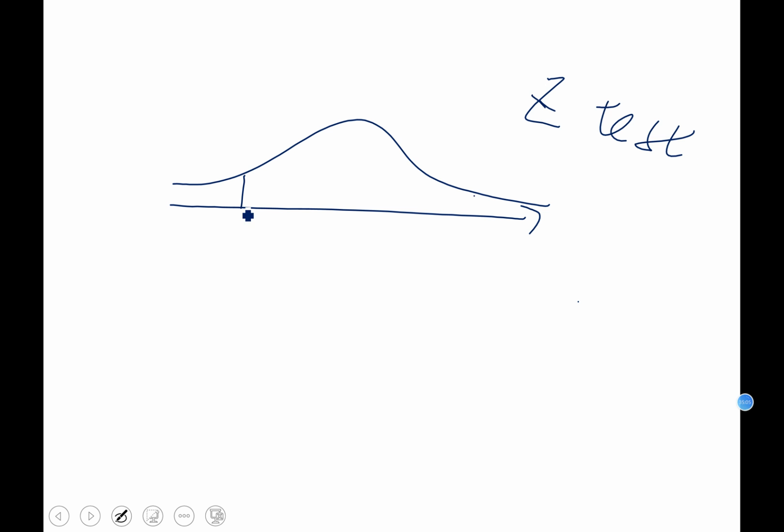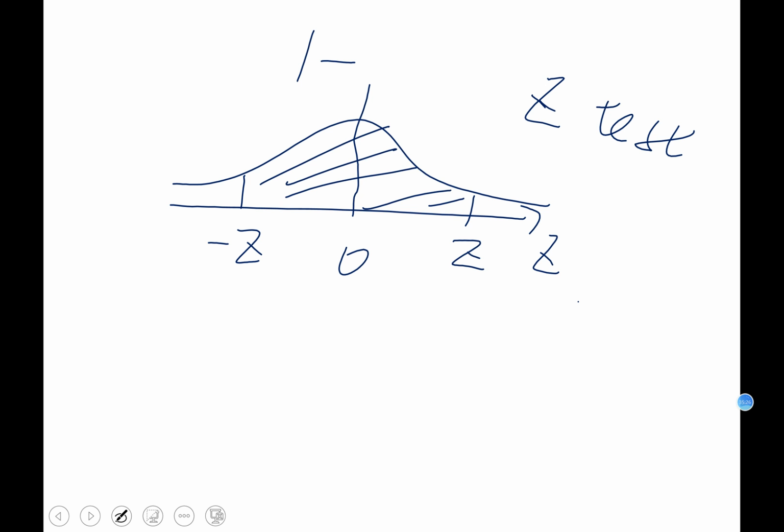We said that the distribution curve is symmetric about z equals 0, right? And we said that we have two numbers of z. The first one is a negative number, negative z, and this is positive z. And between these two numbers, the probability is 1 minus alpha, right? And we change these two numbers of z into their corresponding x, or rather, into the corresponding x bar.